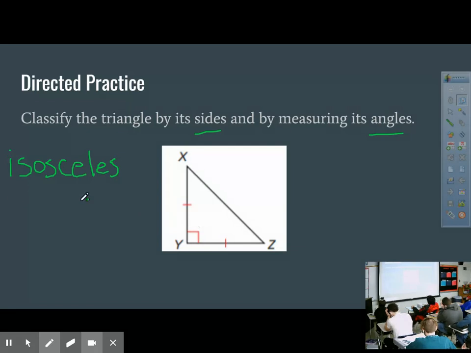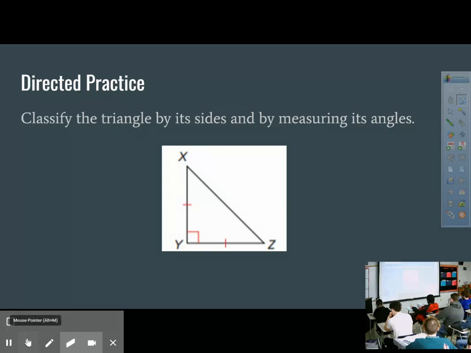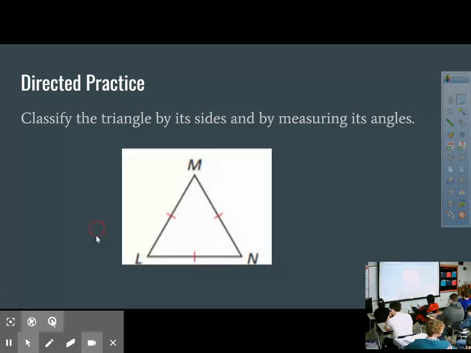So what type of triangle is it? A right triangle. Perfect. Alright, so it's an isosceles right triangle. What questions do you have for me so far? Like I said, we were going to go through this part kind of quickly because it should be review.